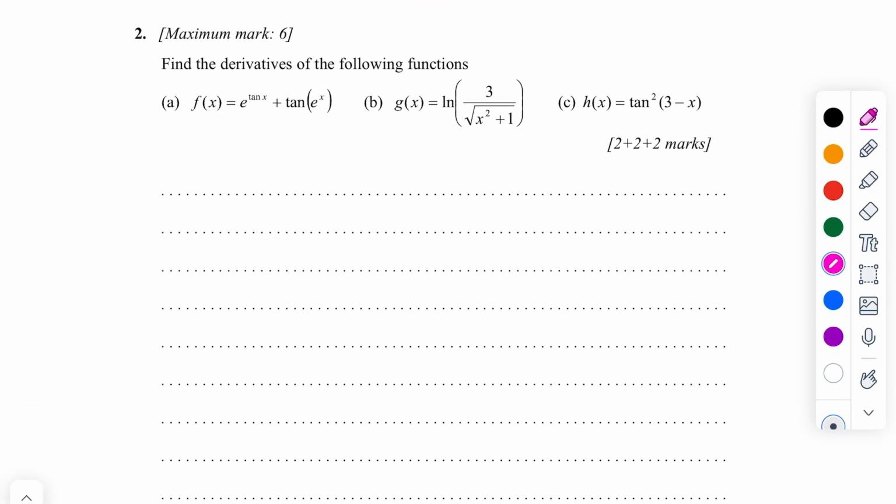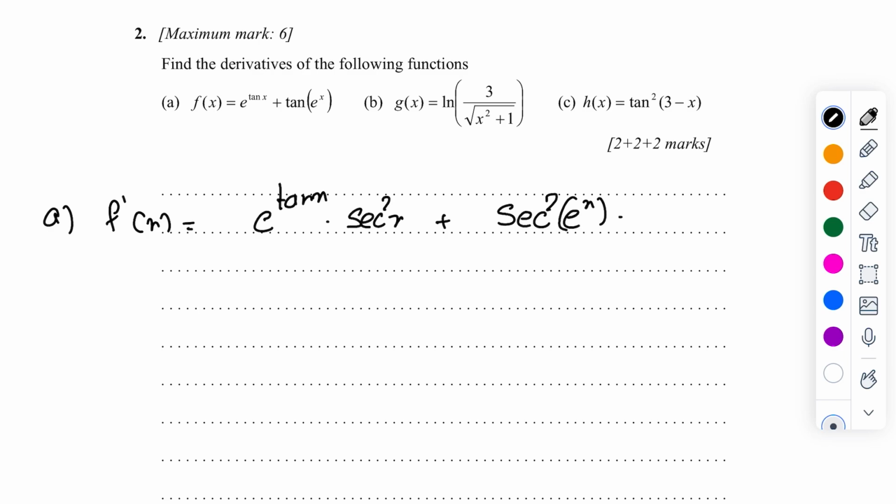Question number 2. Find the derivatives of the following function. Part A, f prime x. E power tan x derivative is e power tan x, derivative of tan x is secant square x. Next, tan e power x derivative is secant square e power x, derivative of e power x is e power x.